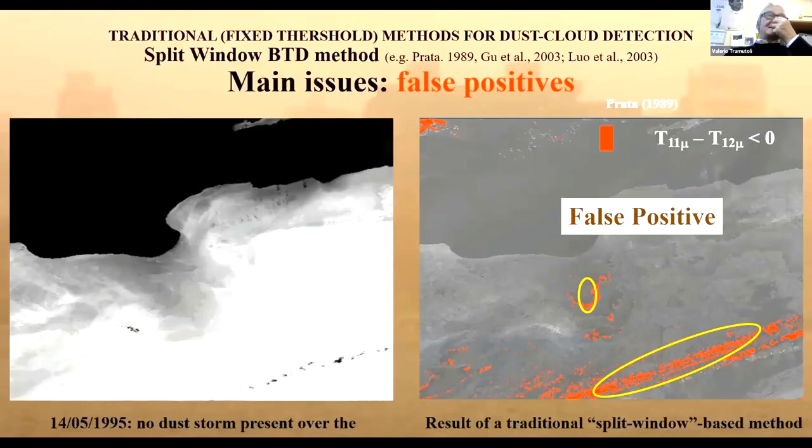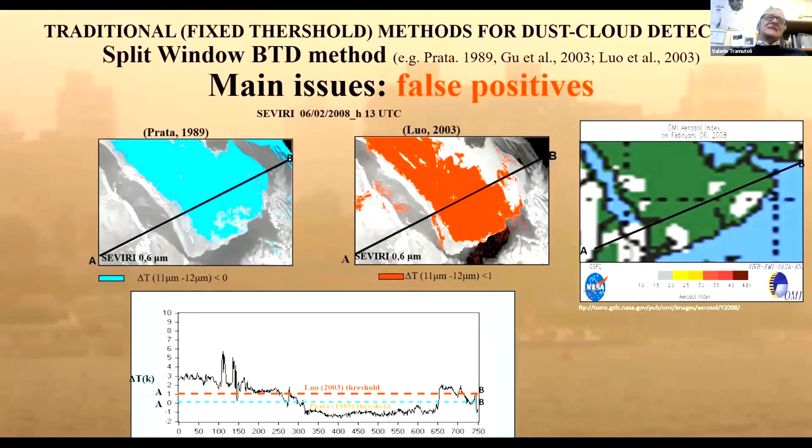What are the results? When we apply this kind of fixed threshold method, we discovered that not all things go very well. We have a lot of false positives. In red, you see the pixels in this image, which is the split window difference between the 11 and 12 micron bands. None of these red points is associated with dust storms or the presence of dust. The same happened when we applied the method of Prata, Lu, or Gu, and the fixed threshold. You see for comparison in gray what is reported by OMI, which is in some way considered a reference for the presence of aerosols. So you can see the major part of these red and blue pixels are false positives.